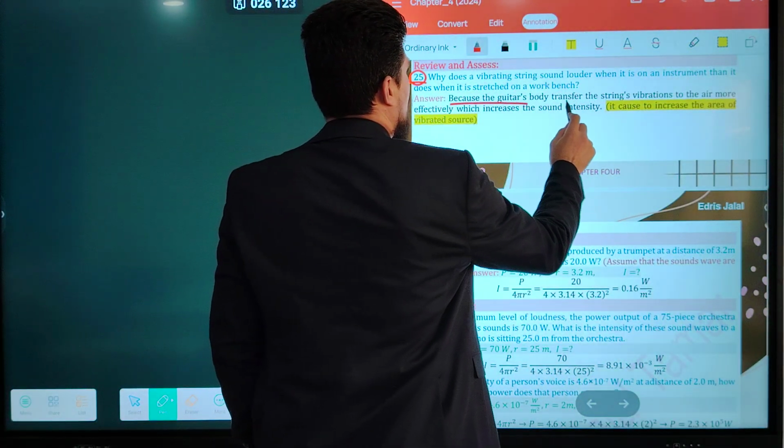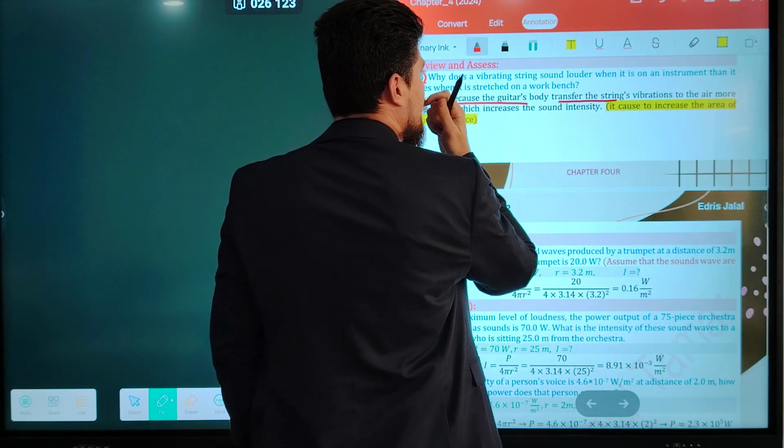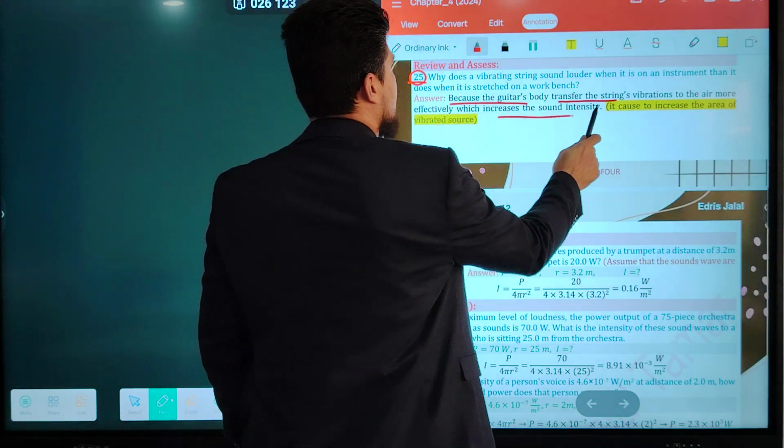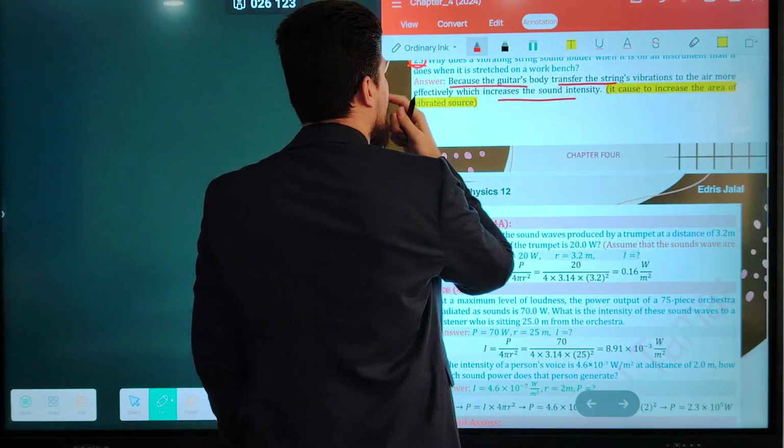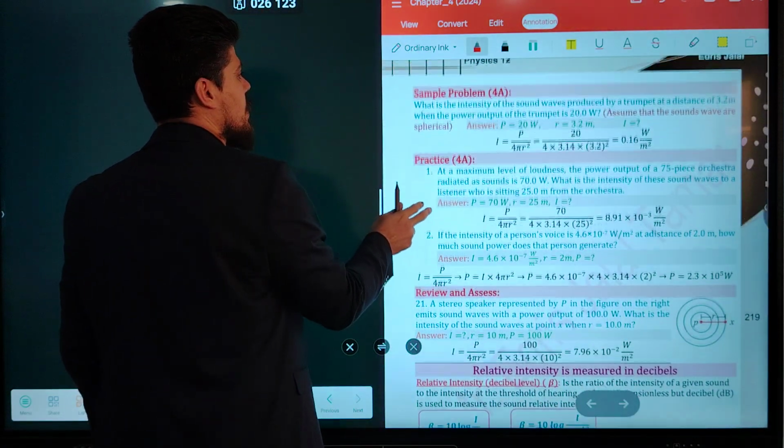The guitar's body transfers the string's vibration to the air more effectively, which increases the sound intensity. It increases the area of the vibrating source.